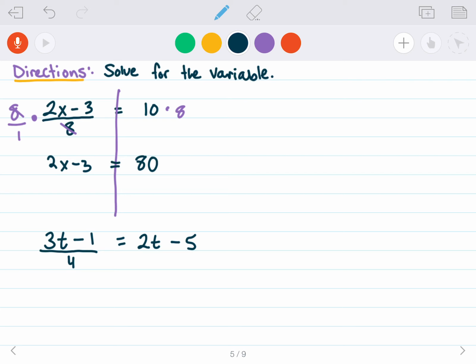Excellent. Now, on the left, what's happening is multiplication by 2, subtraction by 3. The furthest thing from x is subtraction by 3, so I want to get rid of it by undoing subtraction by 3. What's the opposite of subtraction of 3? It's addition by 3. So I'm going to do that to both sides to give me 2x is equal to 83. Finally, I'll divide both sides by 2, and this is not going to reduce, so I just get x is equal to 83 over 2. And that is my answer.